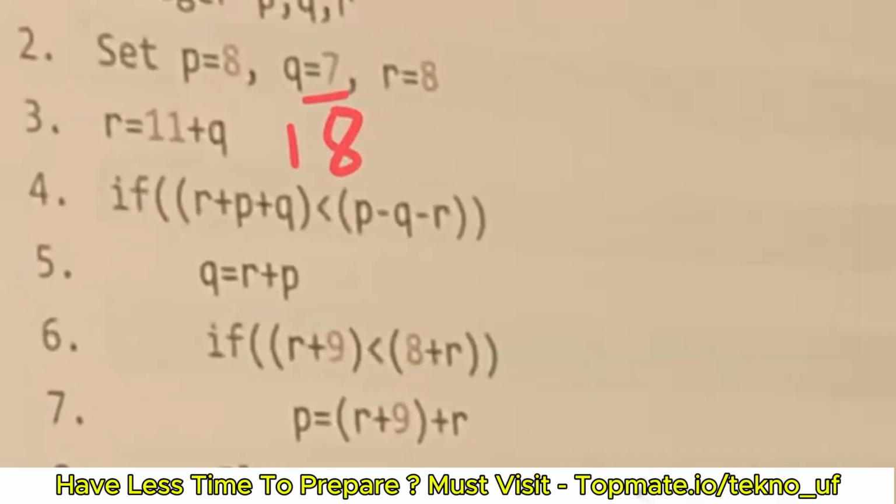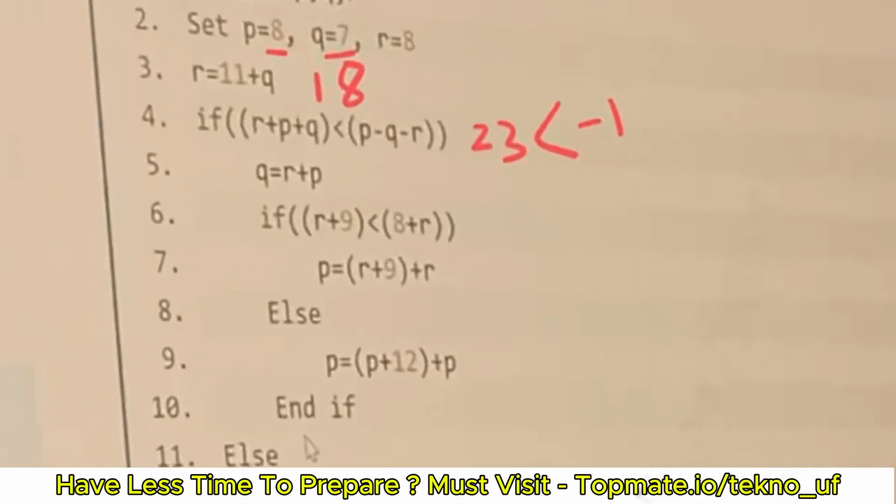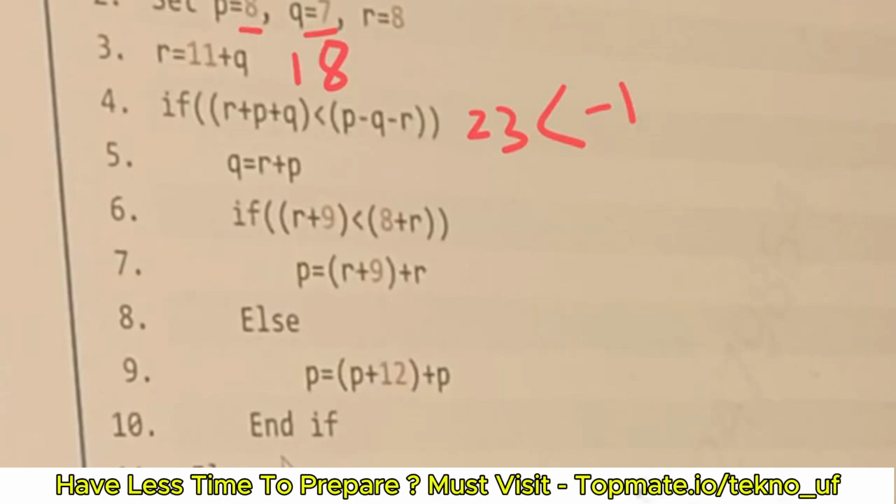So p plus q plus r means 8 plus 8, that is 16, plus 7, that is 23. So 23 less than this. Let me check this. p is 8, q is 7, so 8 minus 7 is 1, minus r, that is a negative number. So 23 can't be lesser than a negative number. So we have to ignore the whole if block. You have to skip this whole if block.